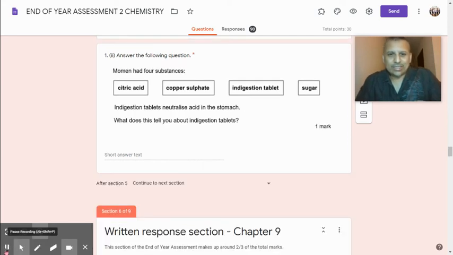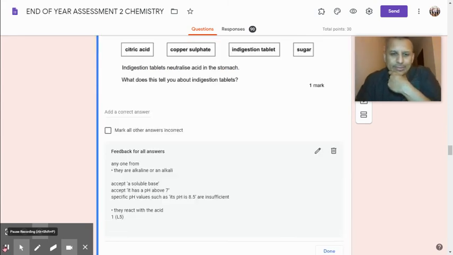Indigestion tablets neutralize acid in the stomach. What does this tell you about indigestion tablets? It means that it is an alkali. Now, they do need to be soluble in order to act fast, but a soluble base would have been an acceptable answer. And even if a candidate just wrote they react with the acid, that would be a sufficient one.